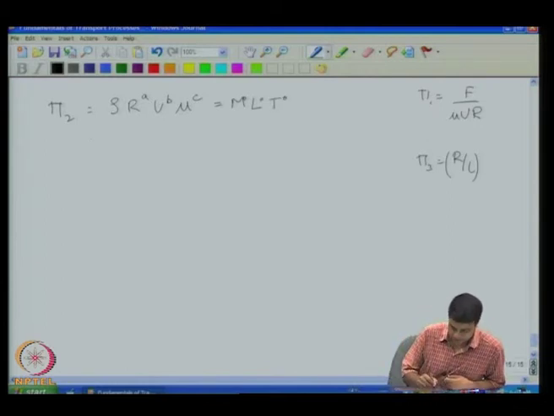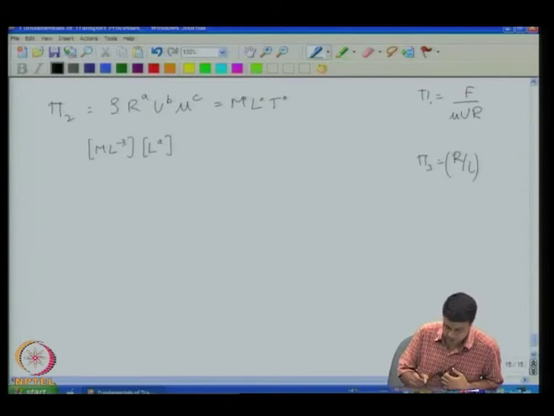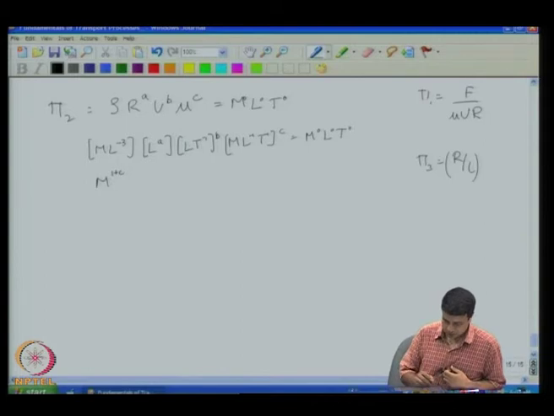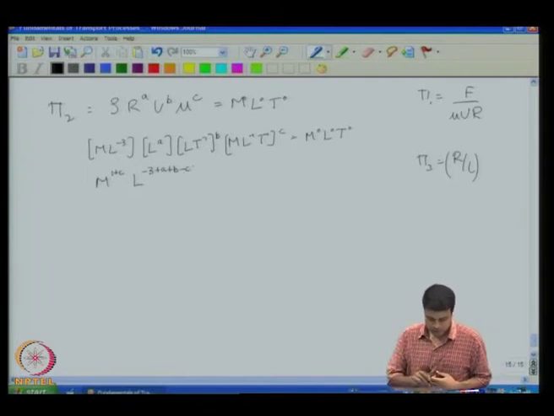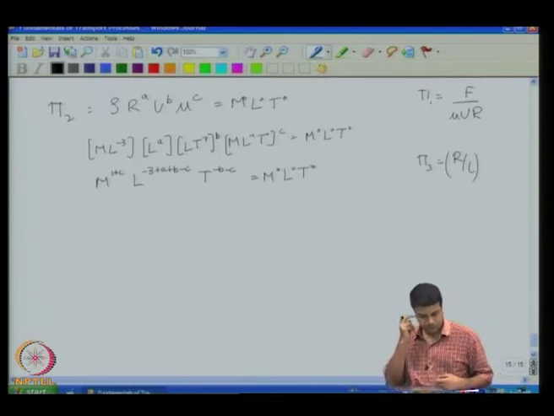Therefore, I have M L^-3, density is mass per unit volume, to the power a, times the length, the velocity L T^-1 to the power b, times the viscosity M L^-1 T^-1 to the power c, is equal to M^0 L^0 T^0. Expand this out. M to the power 1 plus c, because it is there in the density and the viscosity, and then L to the power -3 plus a plus b minus c, times time, T to the power minus b minus c, is equal to M^0 L^0 T^0.